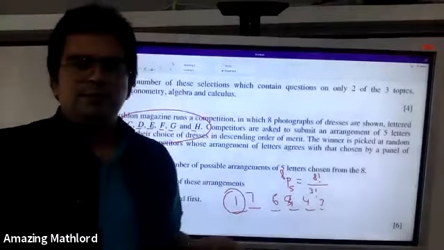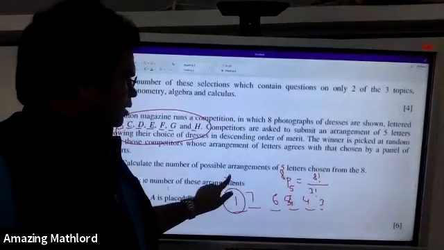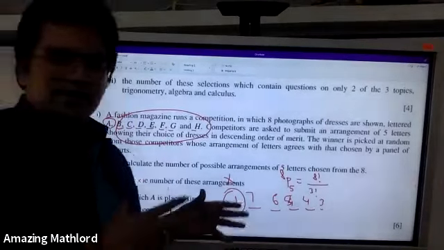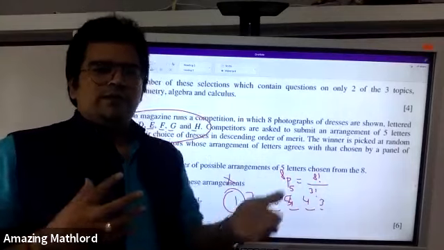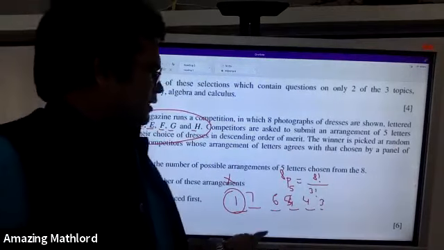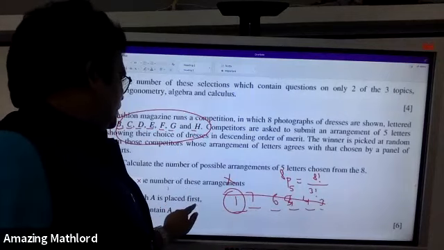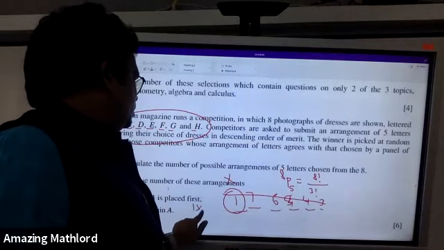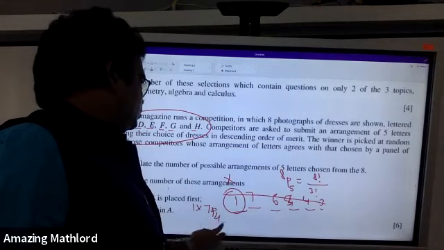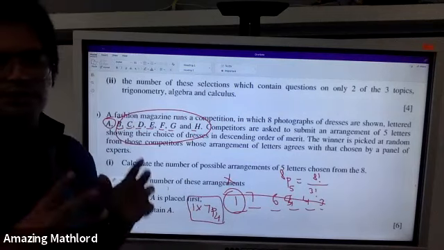Or you could have done the same question like this: since one of the letters is gone, since A has to be first, you have to choose 4 from the remaining 7. So this part is the same as 7P4, or you could have written it as 1 into 7P4. So that's how you do this particular question.